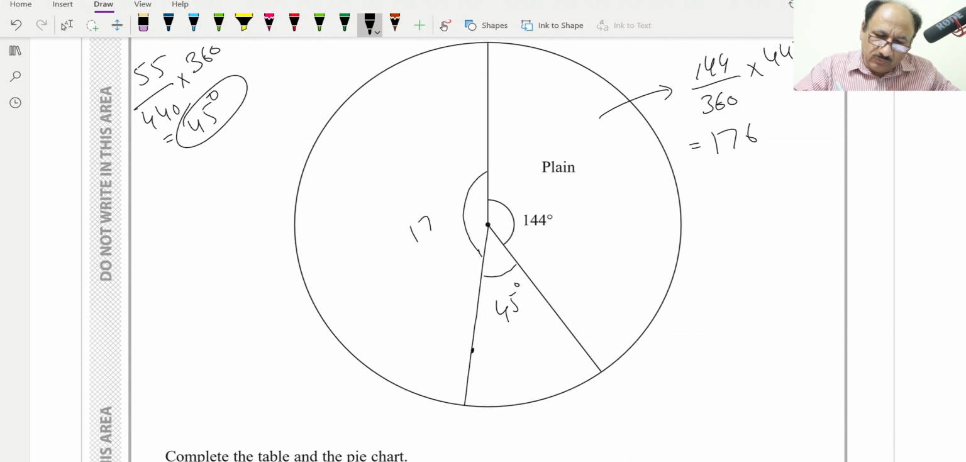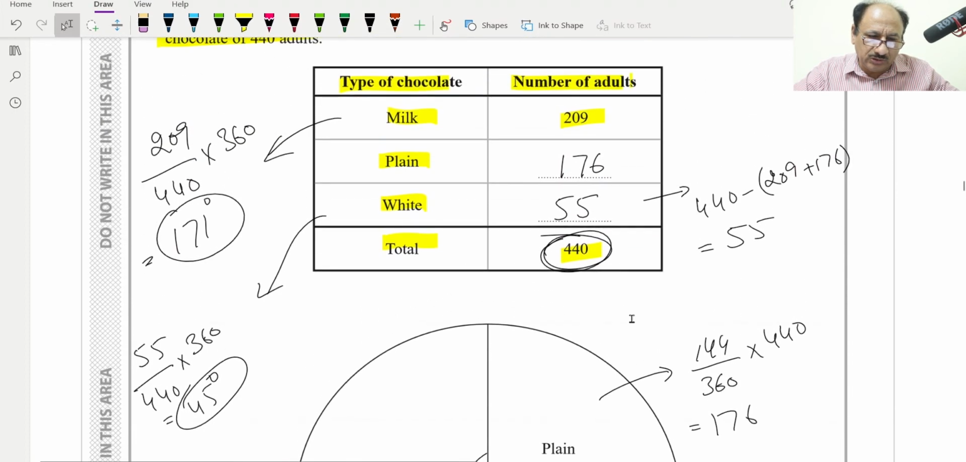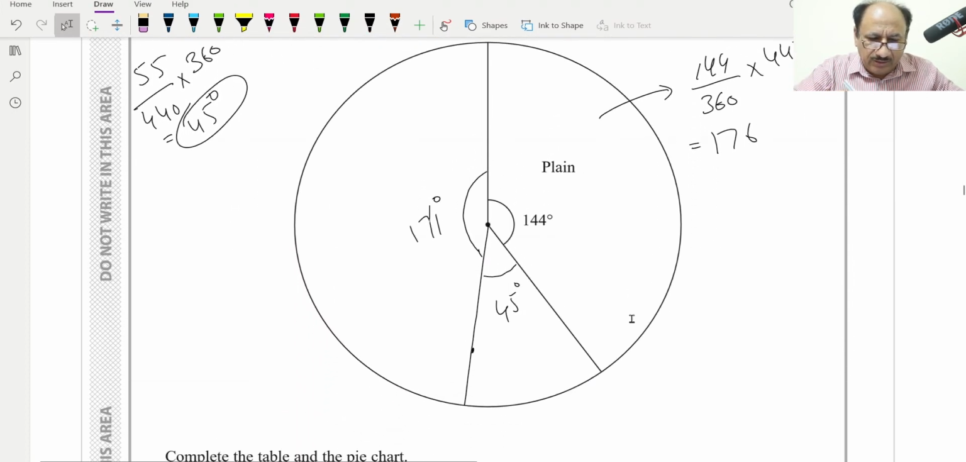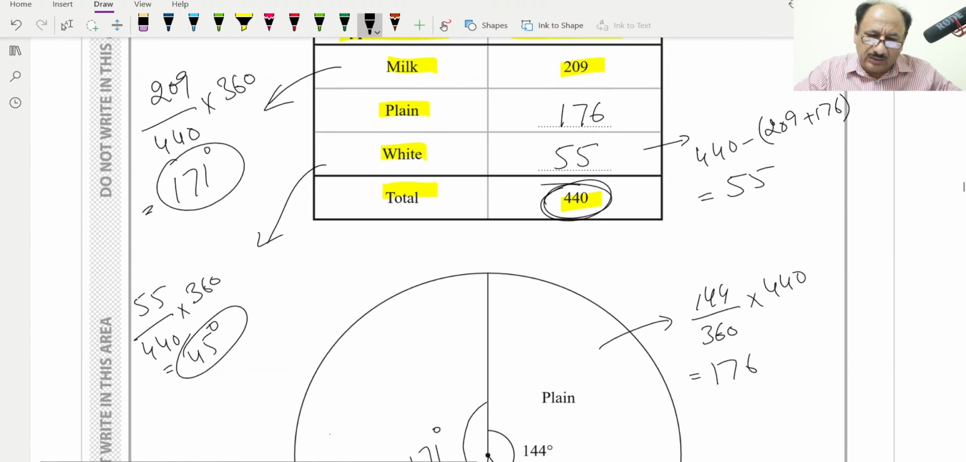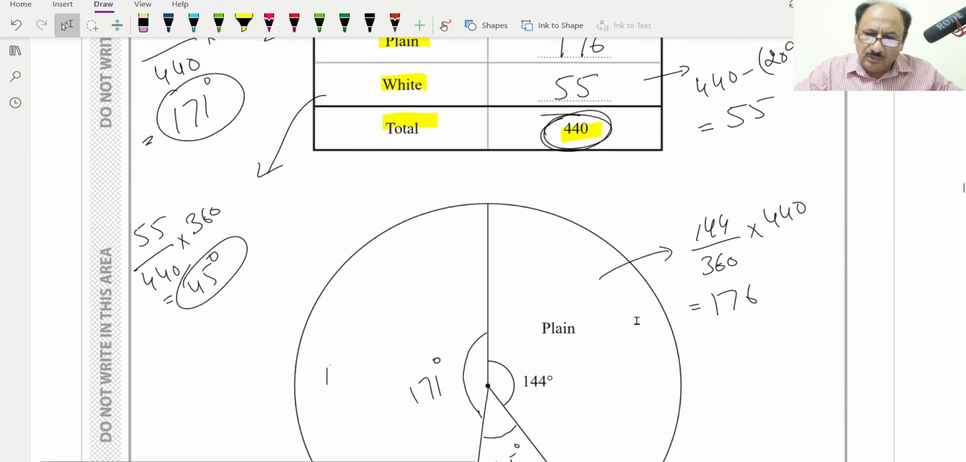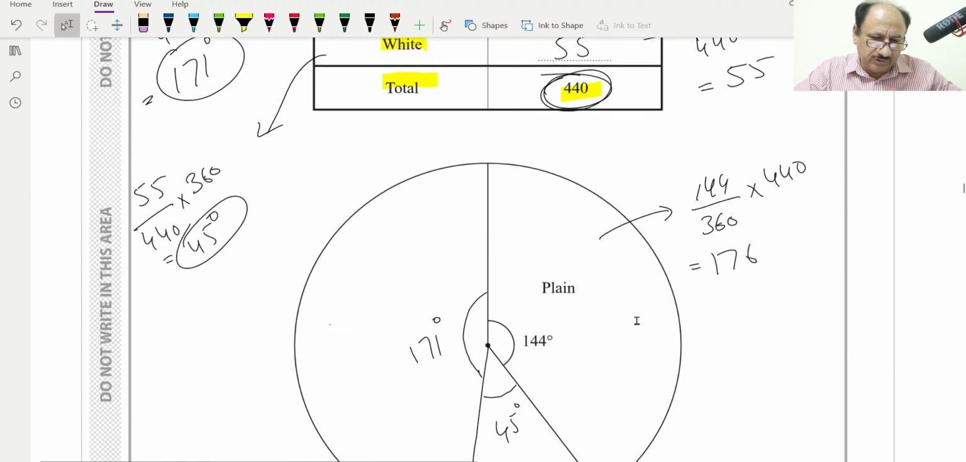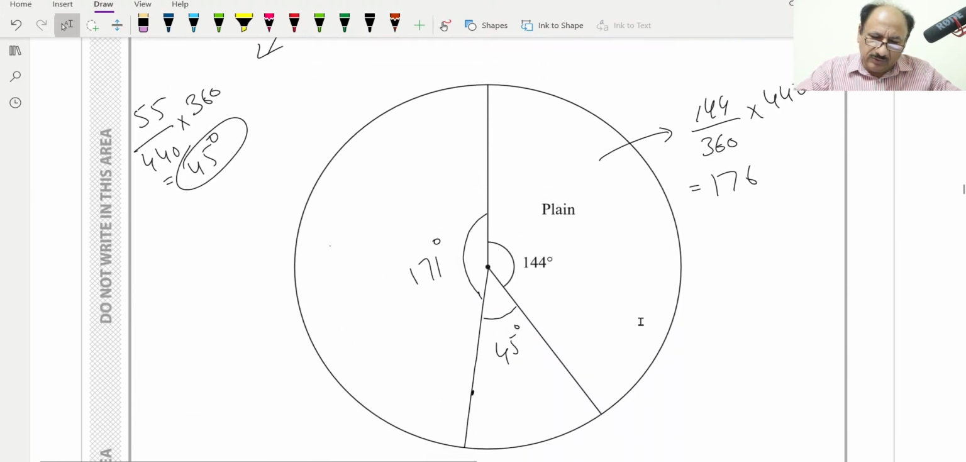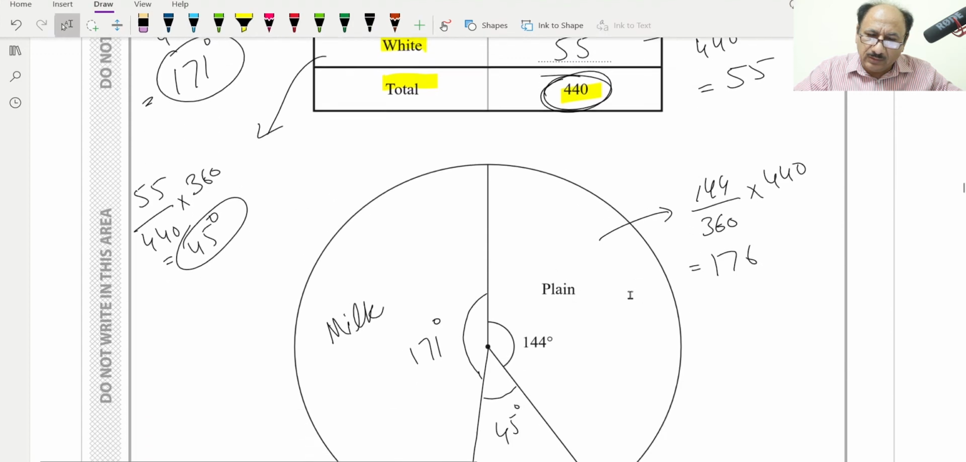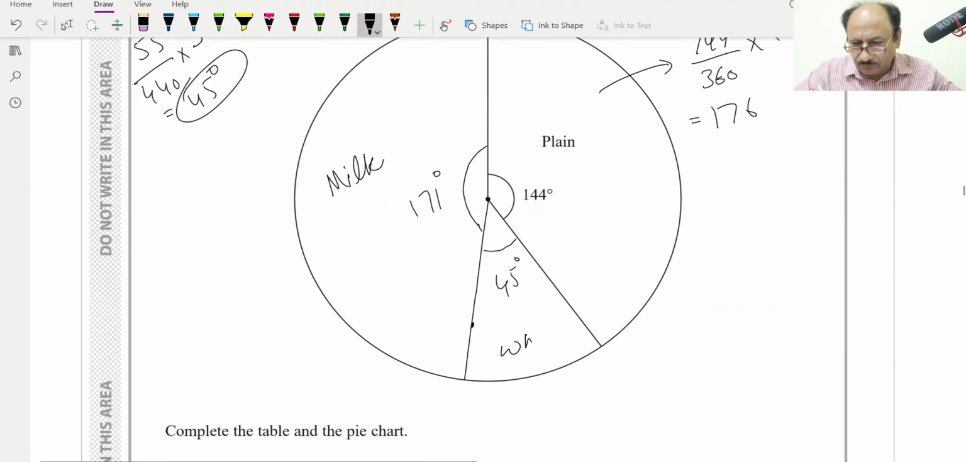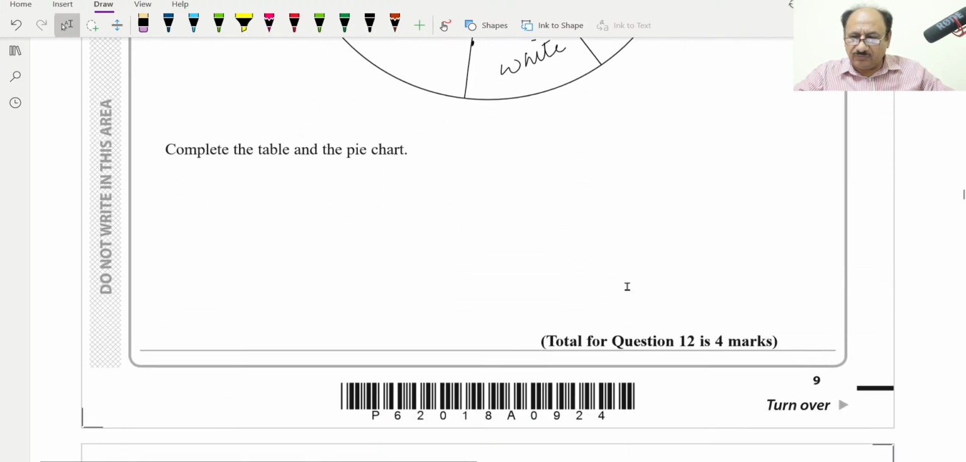So we can write here 171 degrees, and the category for 171 is milk, I think so. Yes, milk. And the other one is 45, yes. So milk will be this one, and this will be white. So this section is also done. The pie chart we have completed.